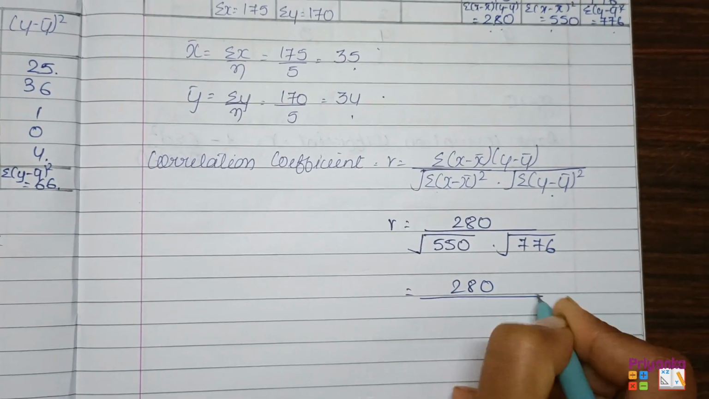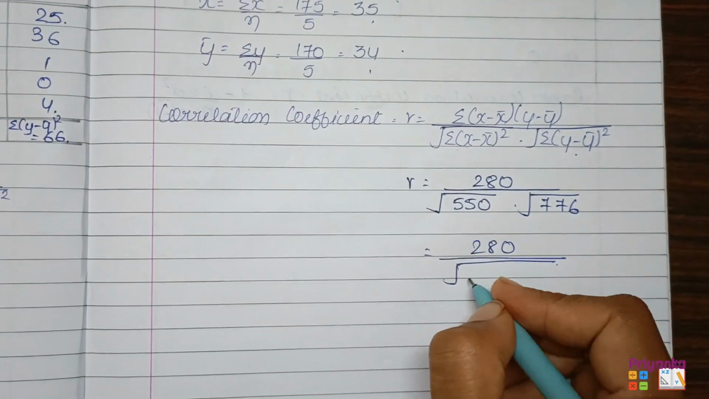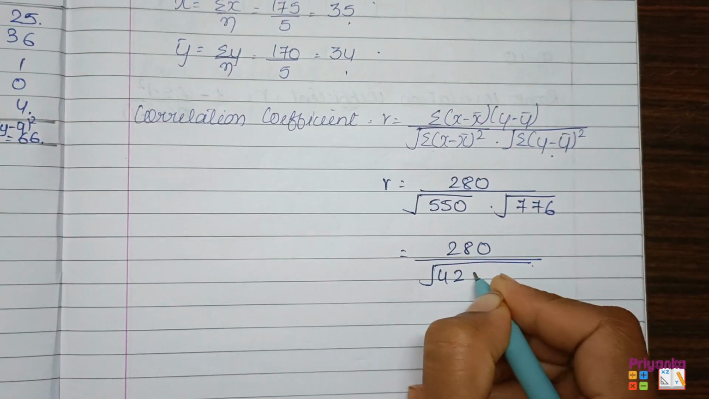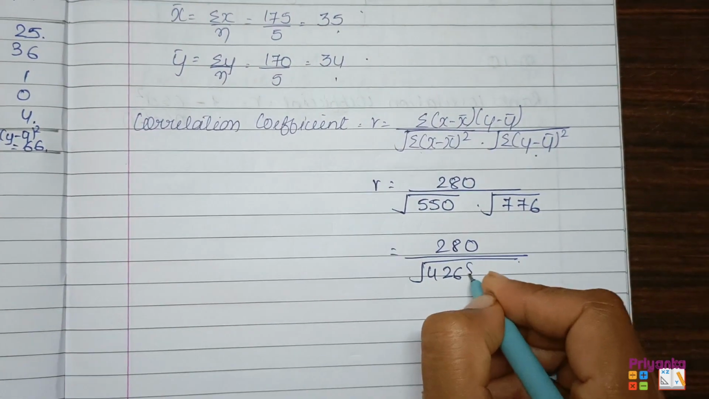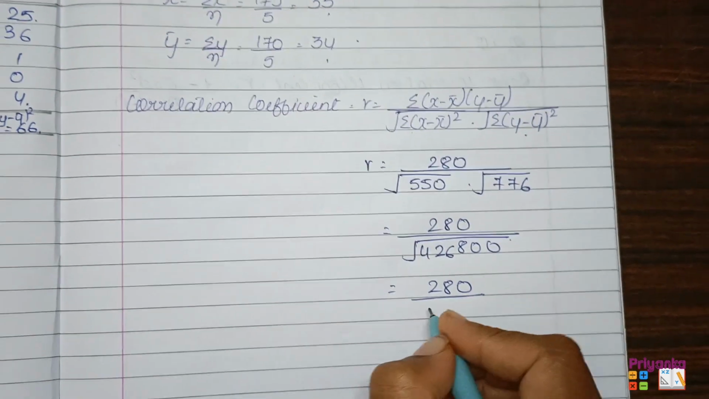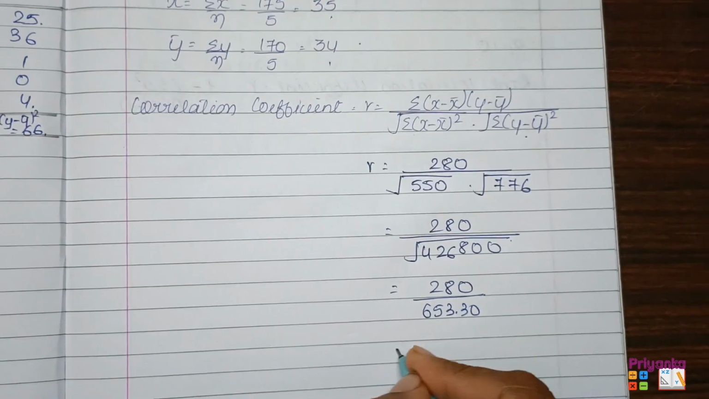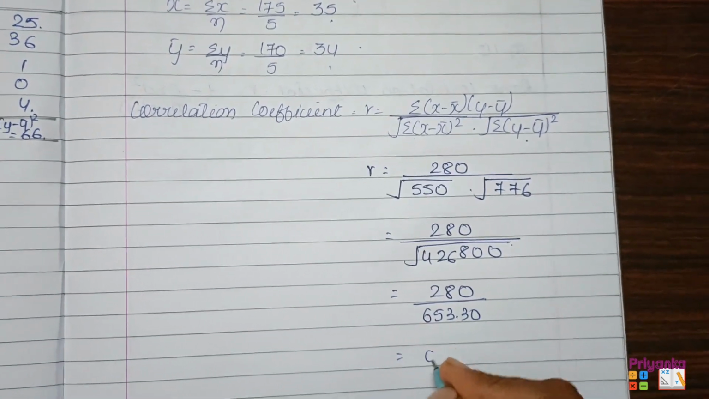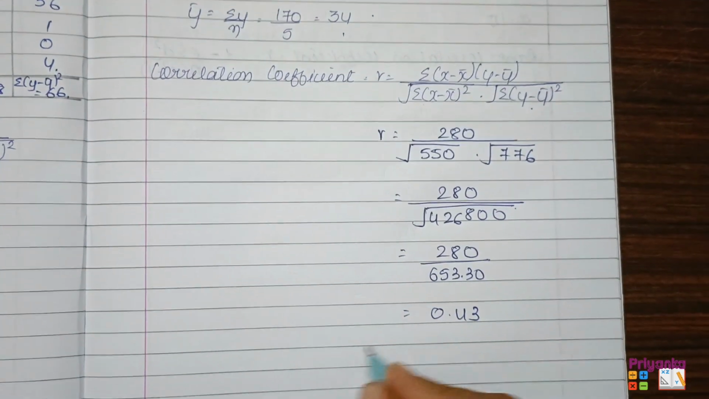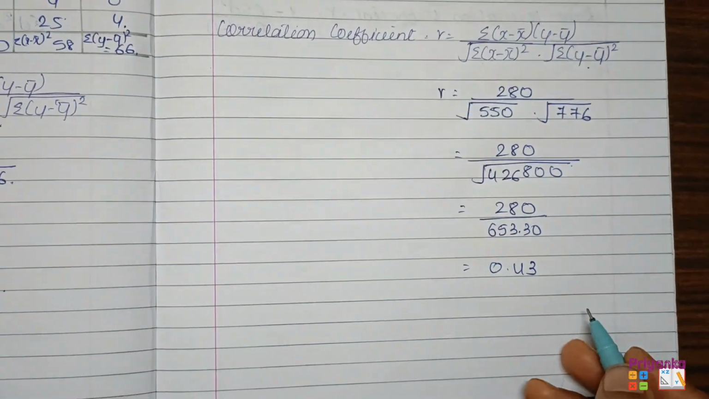Keep 280 as it is. Multiply these two, that is 426,800. Remove the root of this, we'll get 653.30, and the calculation of this we get 0.43. So here the correlation coefficient between the marks of both HRM and PD is 0.43. Don't forget to write that.